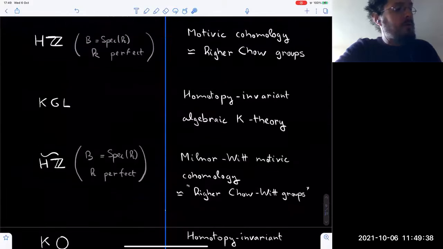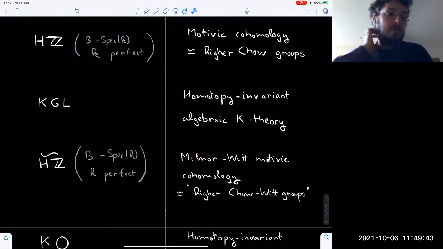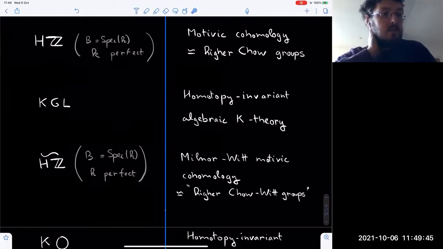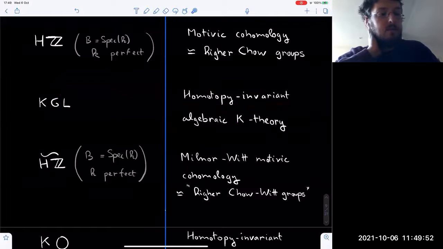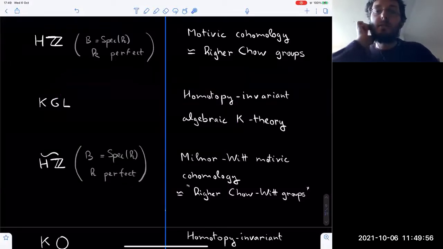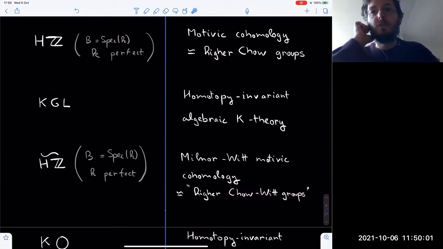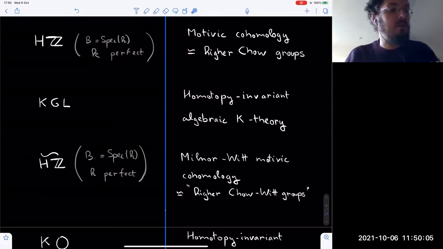There's also a spectrum KGL, which is the analog of the spectrum KU in algebraic topology, and which represents algebraic K theory, and in fact homotopy invariant algebraic K theory of varieties. So on regular schemes, it's just Quillen's algebraic K theory, and on singular schemes, it has to be modified appropriately because algebraic K theory is not A1-homotopy invariant, so it has no chance to be represented in SH in itself. You have to do something.